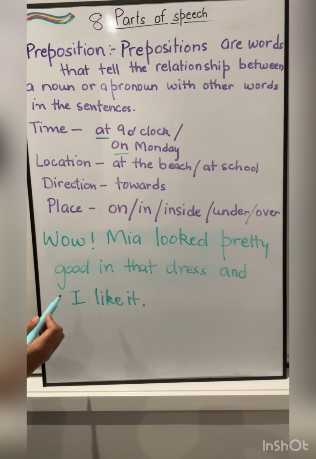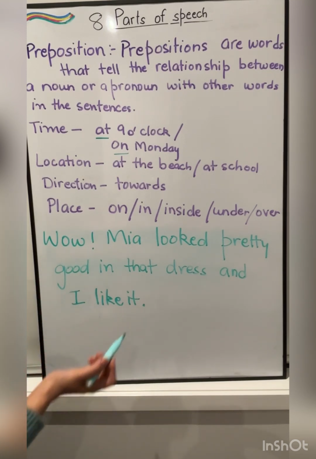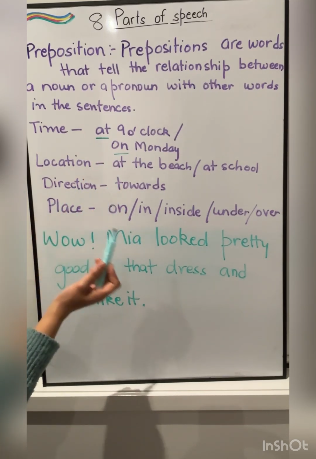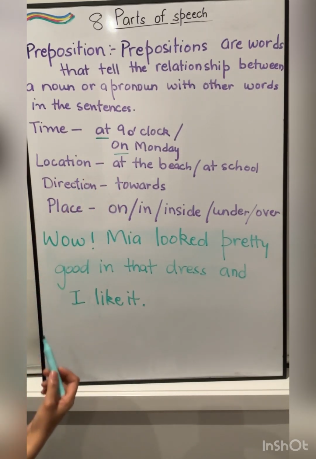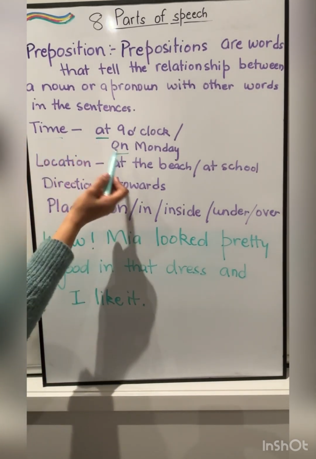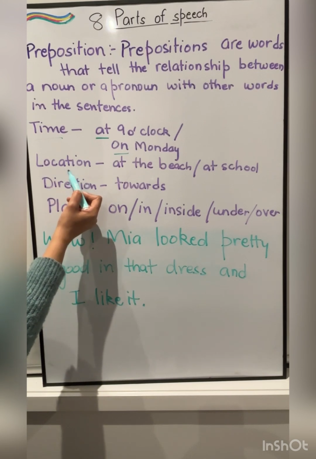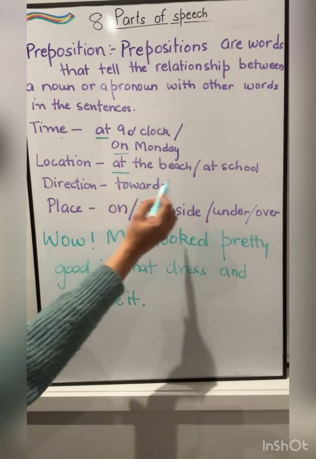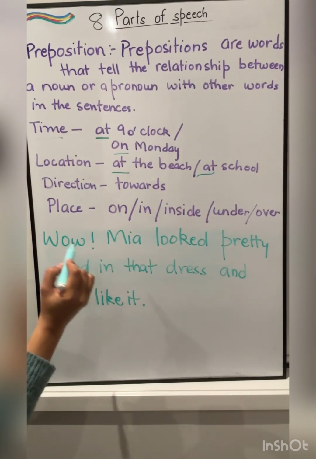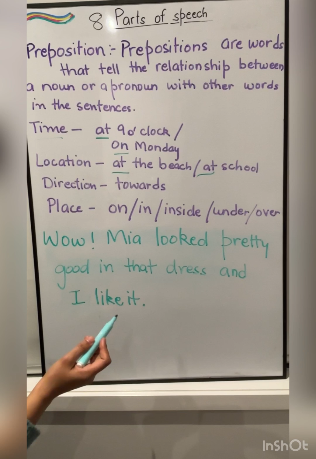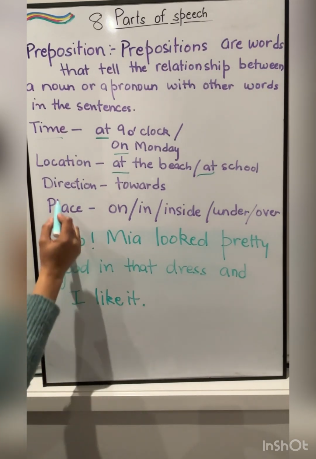I will make another video on prepositions where I will talk more about it in detail, where and how we use prepositions, because it's not complicated, but you do need some better understanding. So time is one thing where we use words like at, on. Location: at the beach, at school. When you're talking about the exact location, exactly where you are, then you use the word at, which is a preposition.